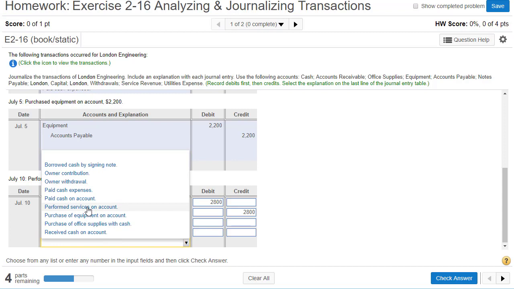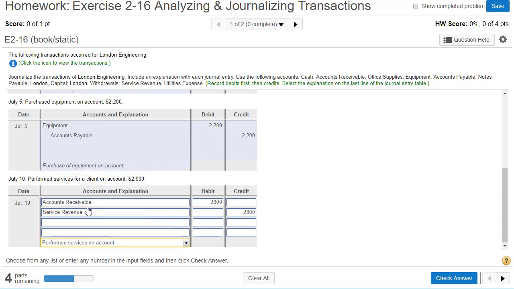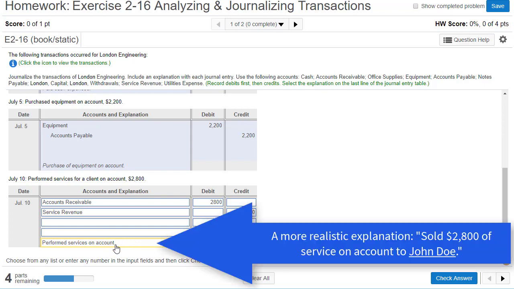And our explanation is we performed services on account. So this is an unrealistic explanation. In the real world, you would want to add the name of the person, the customer, who now owes us money. So you would say, John Doe owes us $2,800.